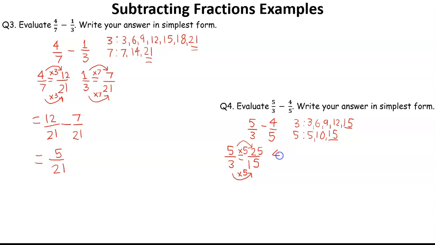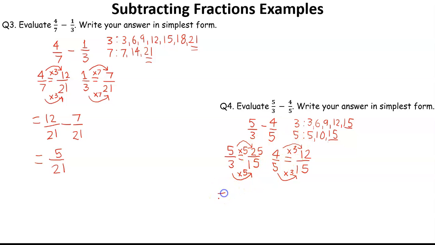I've got 4/5. I know that my denominator must be 15. And if I do that, I'm going to have a common denominator between both fractions. So if I multiply 5 by 3, I get 15. Which means that I must multiply my numerator by 3. 4 times 3 is 12. So now I have two fractions that have common denominators.